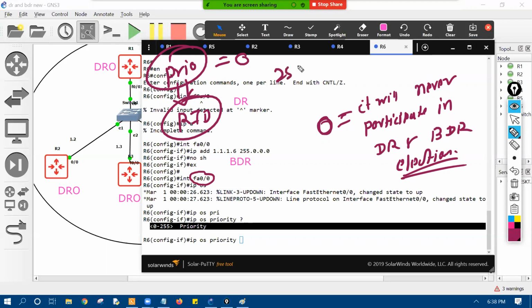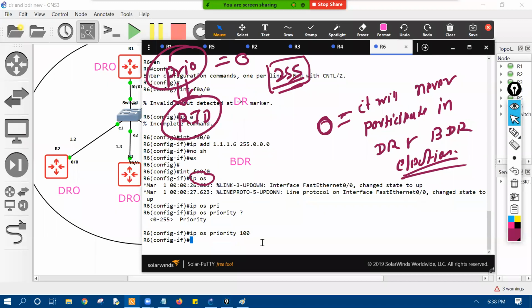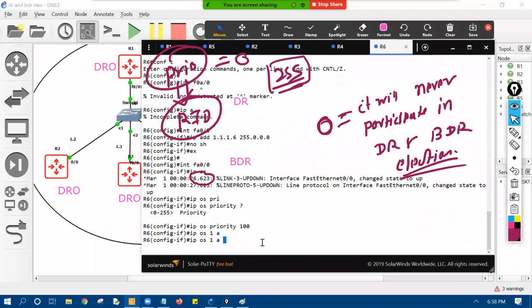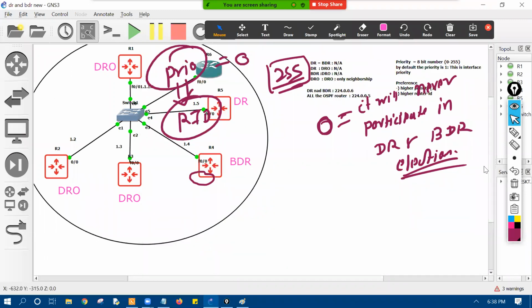And 255 is the highest priority, which represents that this router will always become the DR. So if you define any priority, let's take an example of 100, IP OSPF 1 area 0. I have defined it right now in this domain.